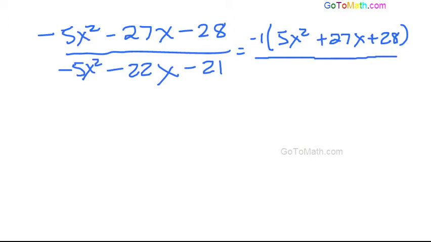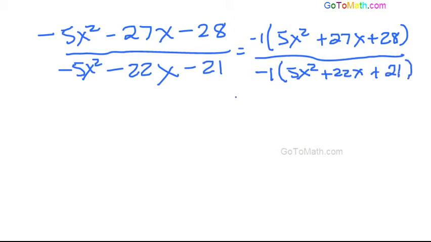And then of course we can do the same thing down here in the denominator. So we have 5x squared plus 22x and then plus 21. Okay, so as you can see here, these negative ones are going to cancel out, so that's good. Alright, so let's take a look at this top guy up here, and we may go through some of the intermediate steps on problems like this.